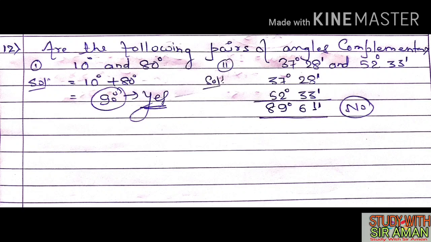Okay, similarly you can do question number 13. Two angles you add, if it is coming 180 degree, then you write yes, they are supplementary, otherwise they are not supplementary. I am talking about number 13. Clear?